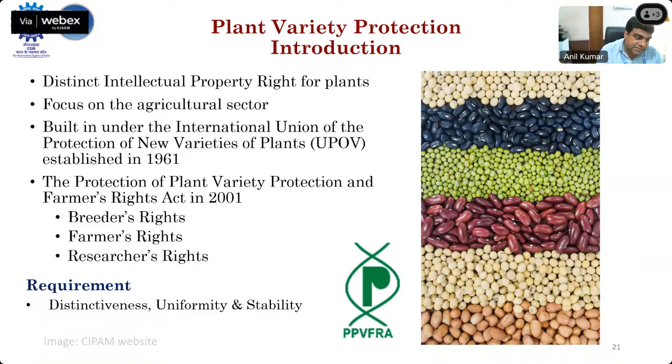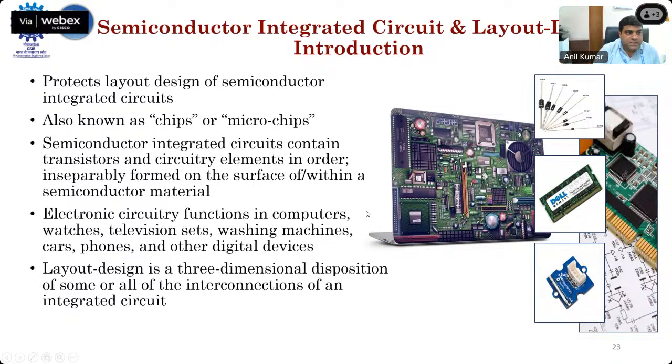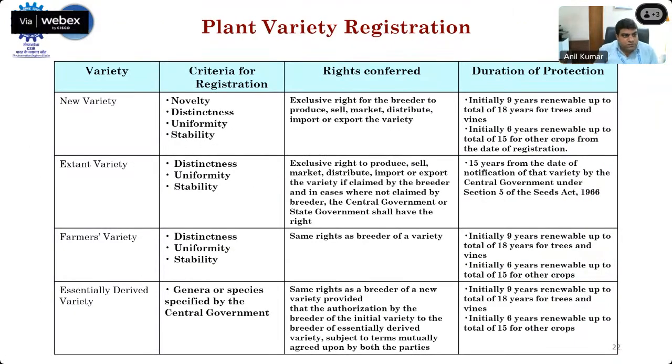So these are the three requirements which are essentially required for getting a plant variety registered. If you talk about the kind of varieties which are capable of being registered, we have new varieties. These new varieties have certain novel characteristics which are distinct from others, having uniformity in their expression and stability across the generations. Likewise, we have extant varieties, farmers' varieties, and essentially derived varieties.